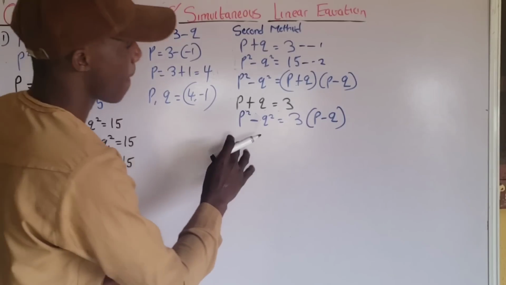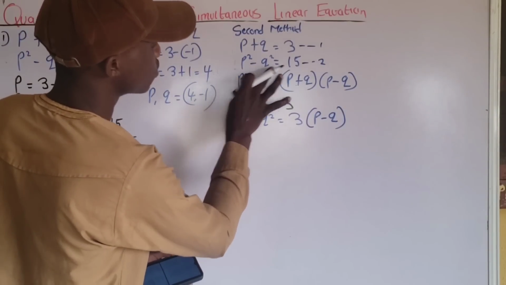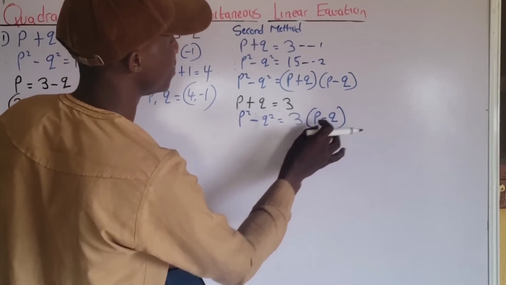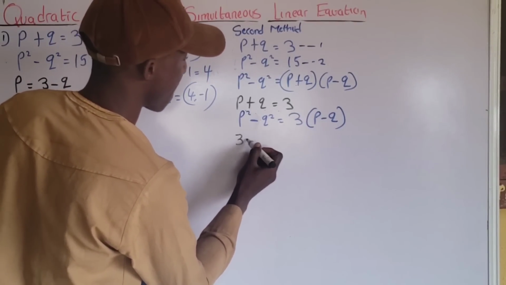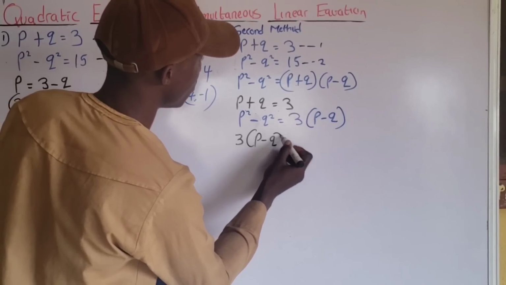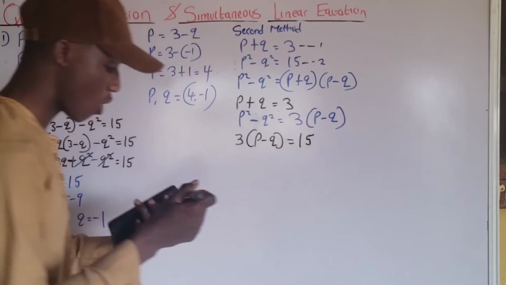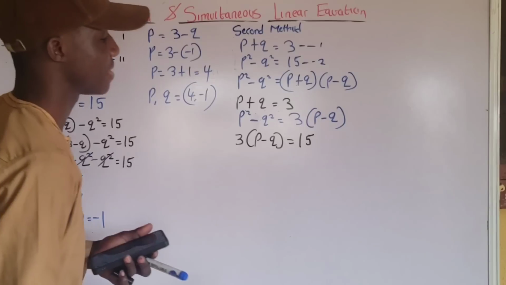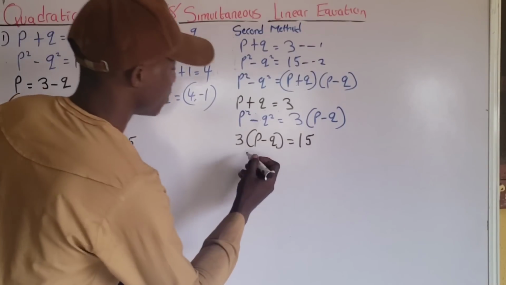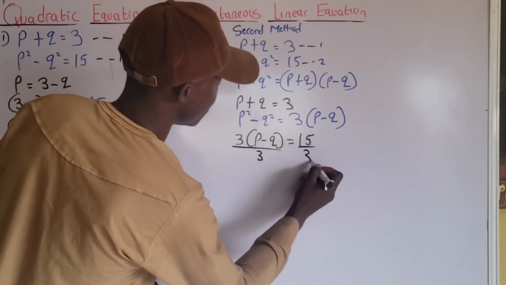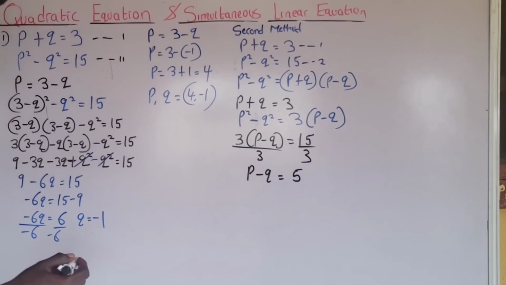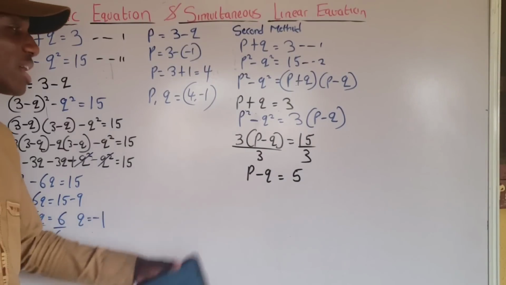Okay, so now, since you know that p squared minus q squared is equal to 15, and p squared minus q squared is equal to 3 into bracket p minus q, definitely 3 into bracket p minus q will be equal to 15. You understand? Because p squared minus q squared is equal to 15. Are you paying attention? Now, from this point, you are going to divide both sides by 3. So this by 3 and this by 3. So p minus q is equal to 5. You understand? Okay. Now we have gotten the value of p minus q as 5.